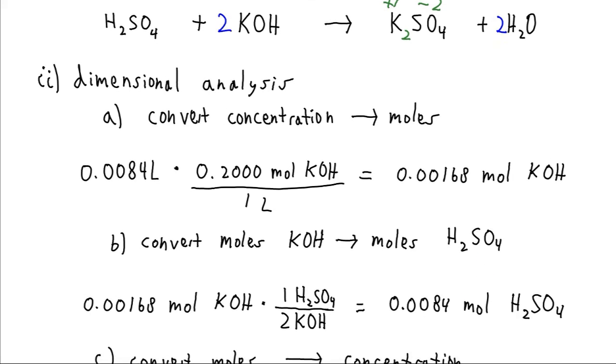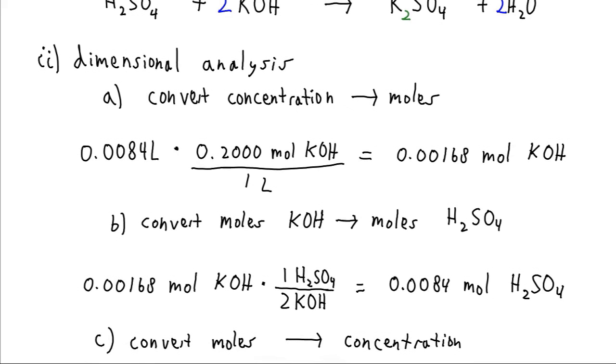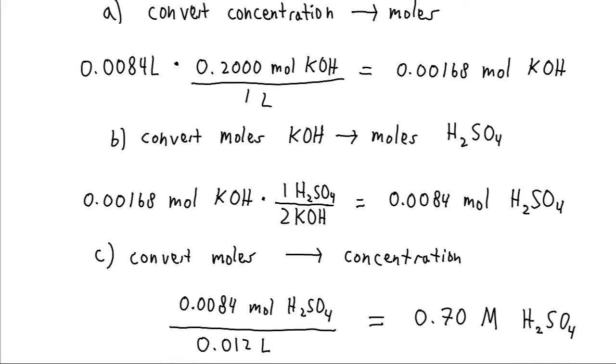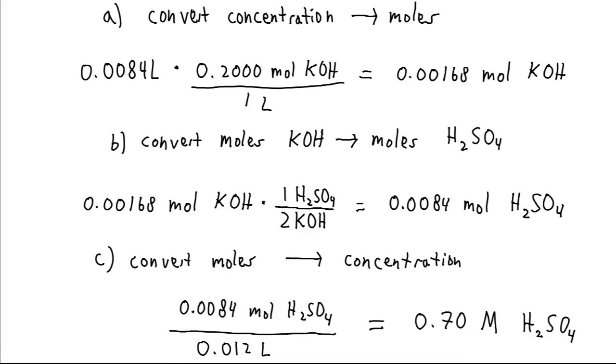And our last step, we need to convert from moles back into concentration again. So we have our 0.0084 moles of H2SO4. Now remember, this came from a 12 milliliter sample. So here we're going to use that 12 milliliters, or 0.012 liters. And moles over liters gives us concentration, molarity. Works out to 0.7 molar concentration of that original 12 milliliter sample of sulfuric acid.